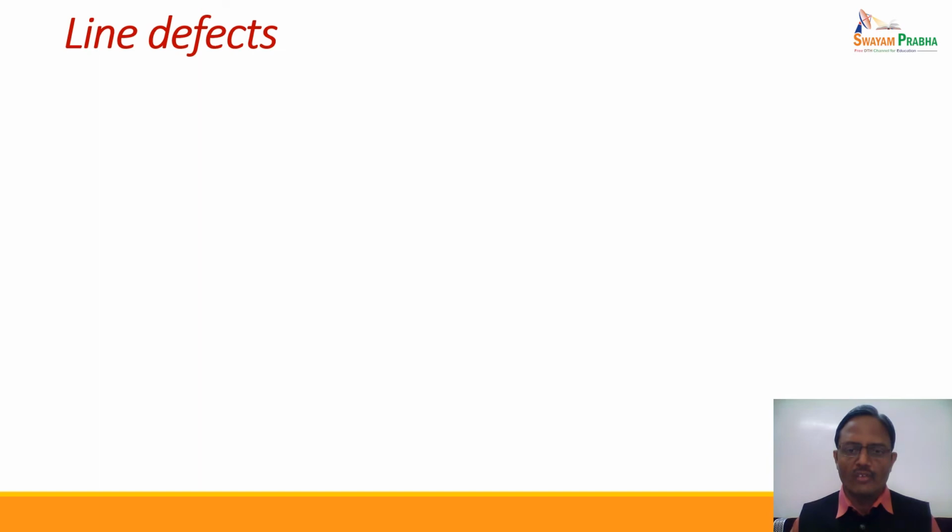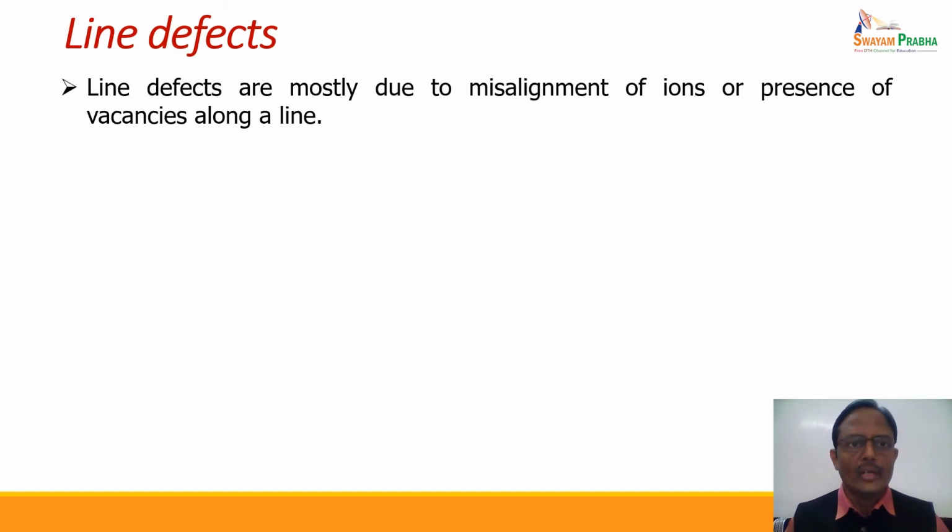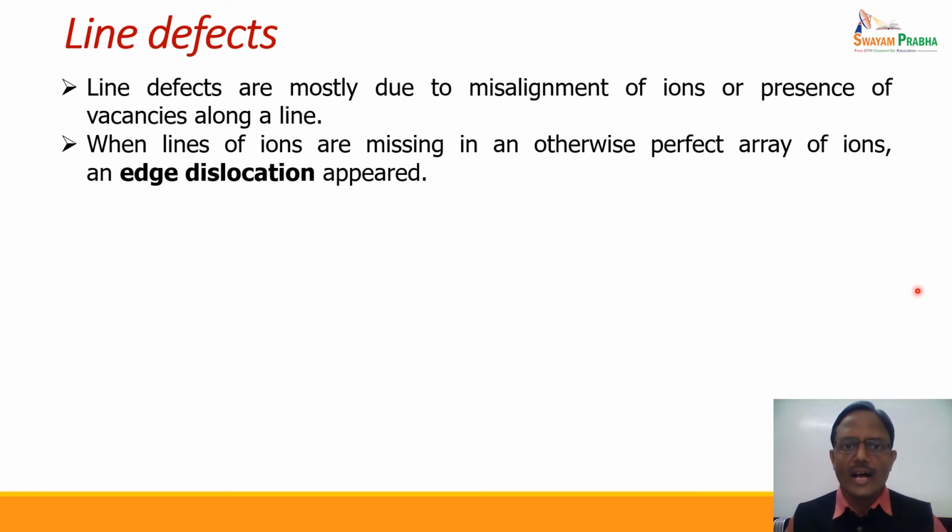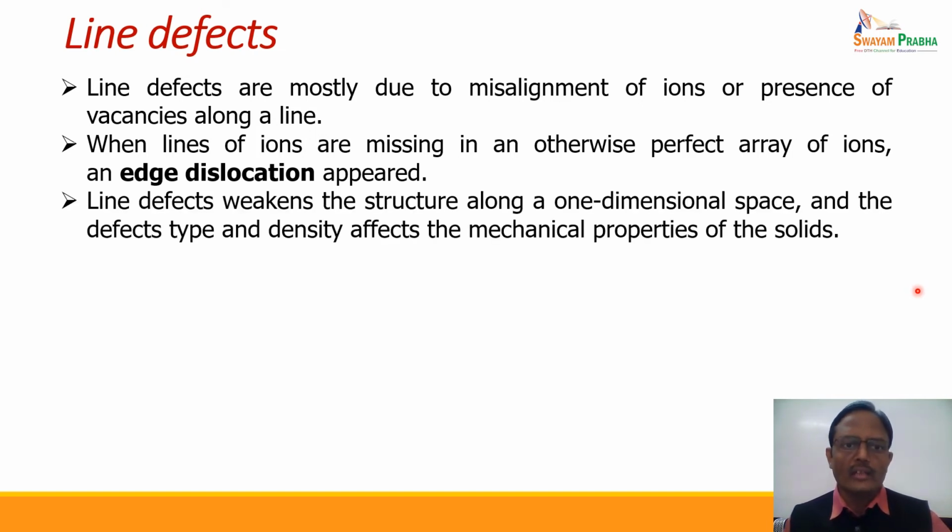Now come to the line defects. Line defects are one-dimensional defects. Point defects are non-dimensional. Line defects are mostly due to misalignment of the ions or presence of vacancies along a complete line, where lines of ions are missing in the otherwise perfect array of ions, and that is called an edge dislocation. Line defects weaken the structure along one-dimensional space, and the defect type and defect density affect the mechanical properties of the solid, because the entire line is missing, so the mechanical property gets affected.